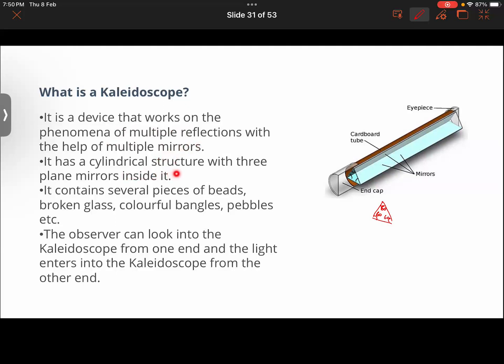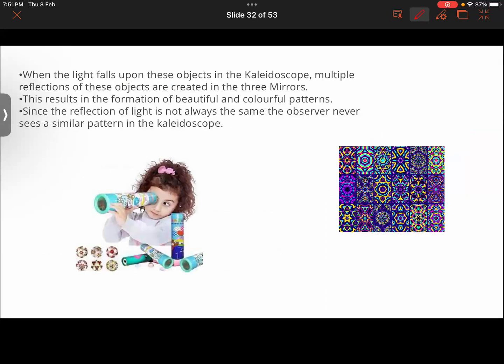It has a cylindrical structure with three plane mirrors, as you can see how they are arranged. Several pieces of beads, broken glasses, colorful bangles, pebbles, etc. are basically taken inside this end cap. So this end cap which you are looking at is the eyepiece, and on the other end is the end cap on which colorful pieces of beads, broken glasses, or colorful bangles are sticking. So once an observer looks inside this, he will have a beautiful pattern like this.